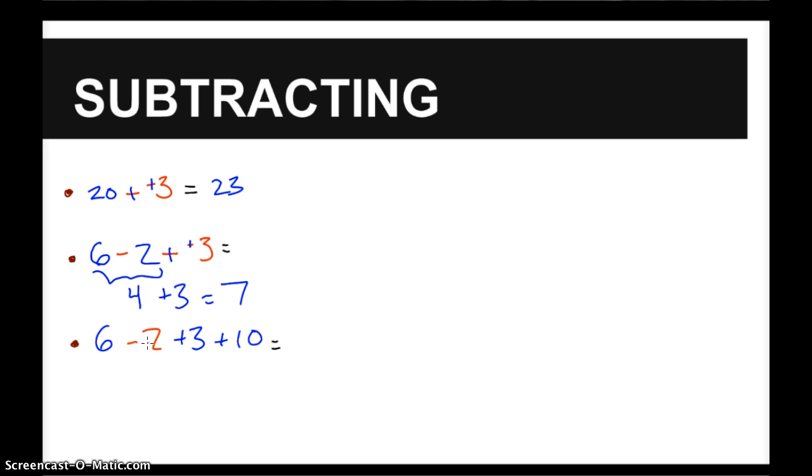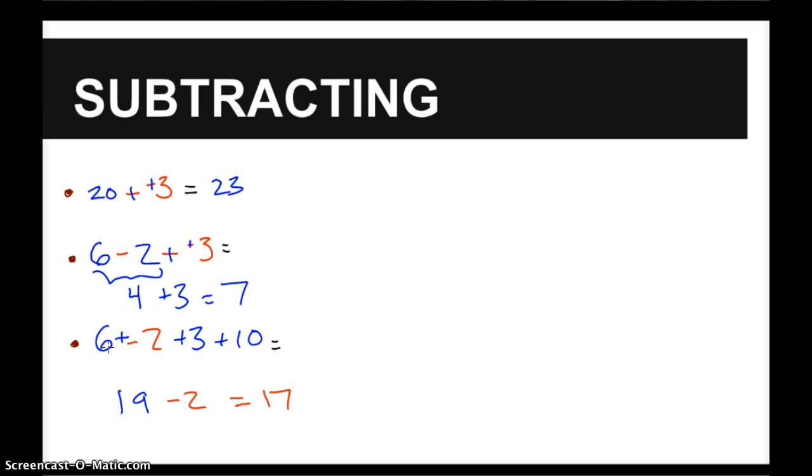This one down here, I have 6 minus 2, which can also be thought of as 6 plus a negative 2. It's going to give you the same thing, which is really what you're doing when you're subtracting anyways. 6 minus 2 plus 3 plus 10. I could do several things. I can add 6 and 3 and 10 first, which would give me 19, and then subtract my 2, which will give me 17.